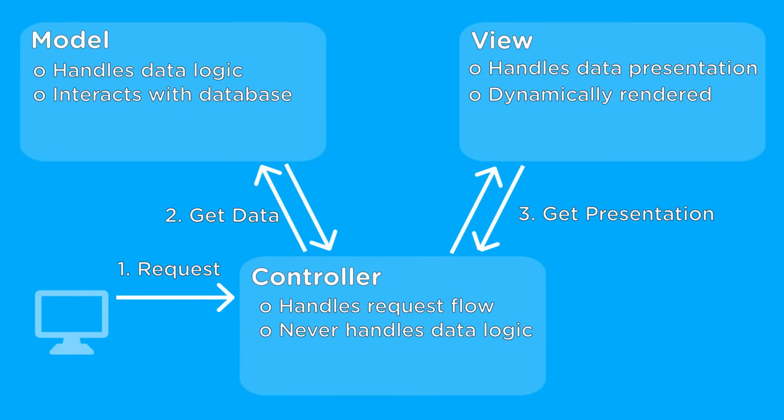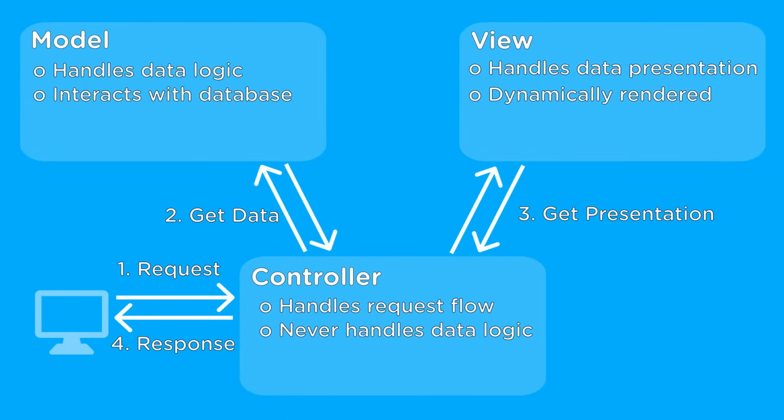The view will send its final presentation back to the controller, and the controller will handle sending that presentation back to the user. The important thing to note about this design is that the model and view never interact with each other. Any interactions between the model and the view are done through the controller. Having the controller between the model and the view means that the presentation of data and the logic of data are completely separated, which makes creating complex applications much easier.